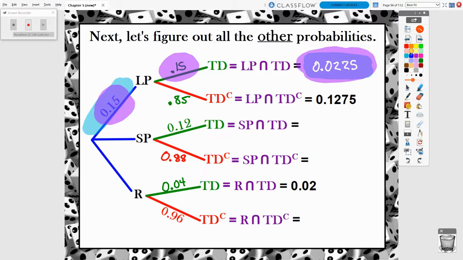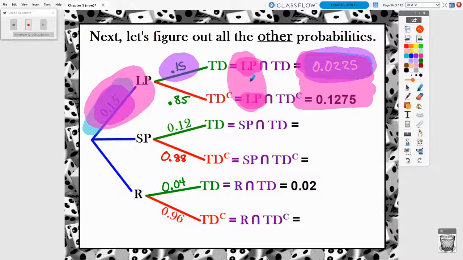Now, I'm also going to throw this out here. There is another way that we could have gotten that number, and that is this way, that these two probabilities have to add together to be this 15%. How so? Because these two branches overall involve throwing a long pass.